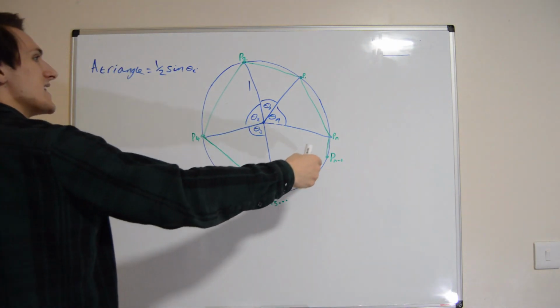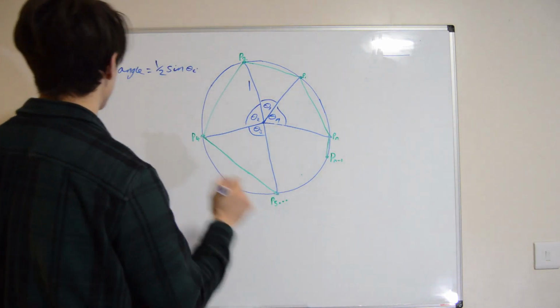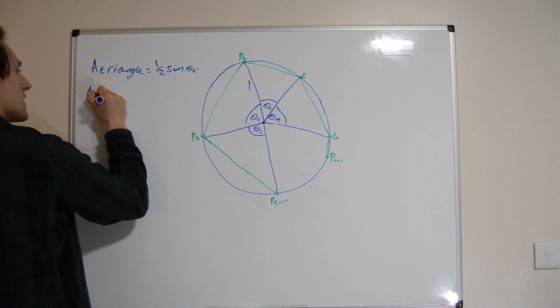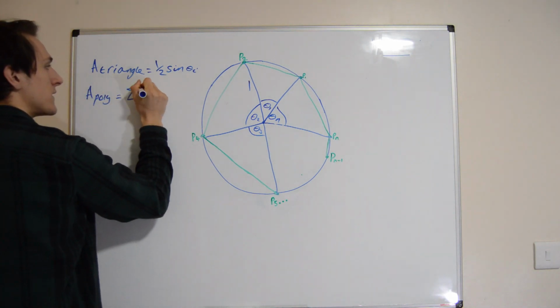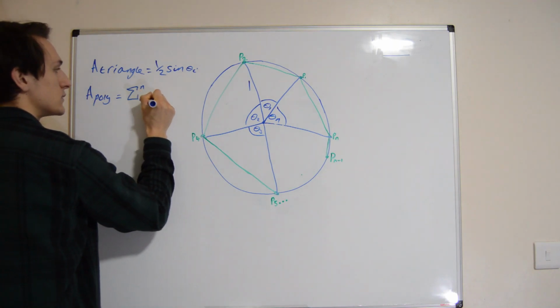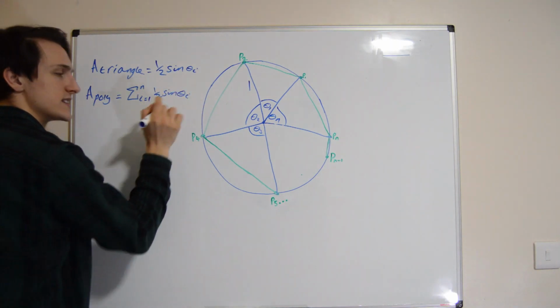And then you see that the area of the entire polygon is just going to be the sum of those individual triangles, right? So let's say area of poly equals the sum from i equals 1 to n of a half sine theta i.